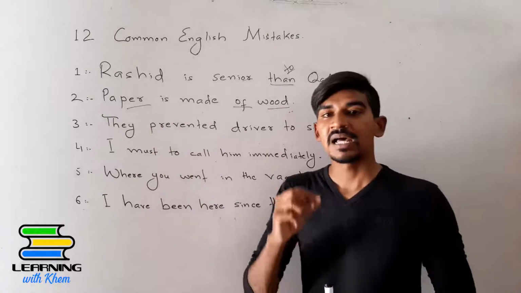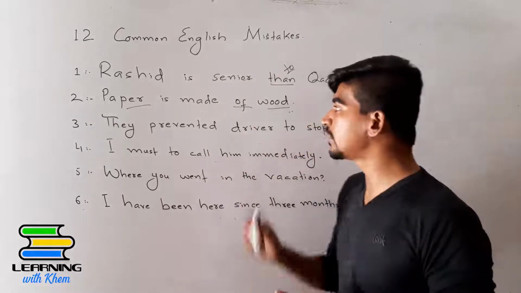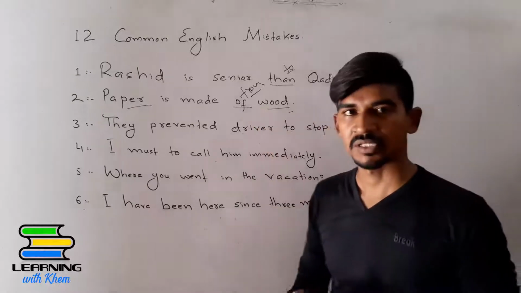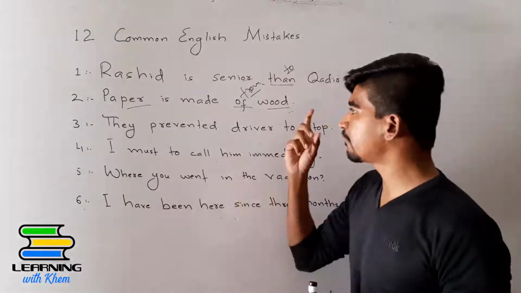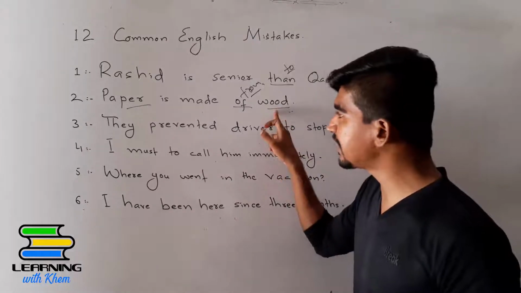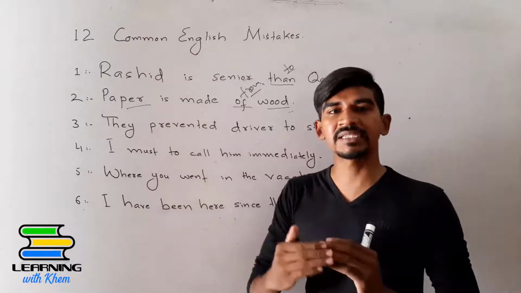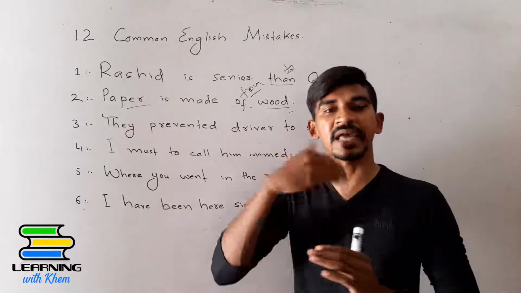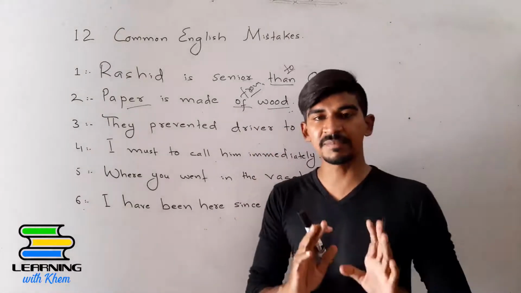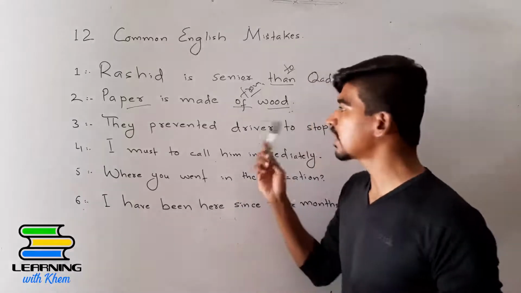So whenever something is being made out of another thing, then we will use the word from and not of, okay? Because the image of the original thing has been changed. Here the wood is being changed in order to make paper. So whenever you are converting one thing in order to make another thing, you will use the word from. If the things are visible, if the things are not being converted, then you can use the word of.